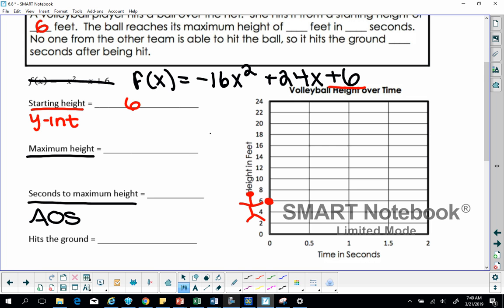Anyone remember from yesterday? The axis of symmetry equation, what did we use yesterday if we can't find it in our calculator? Good. It's negative b over 2a. It's the outside of your quadratic formula. So negative b over 2a. What is your b here? Good, 24. So I put parentheses where I'm plugging in. And then 2, what's your a? Negative 16. Put that in your calculator and see what you get.